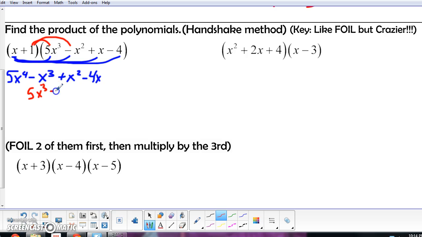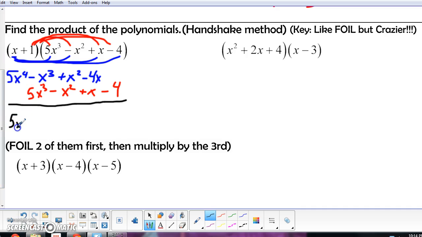1 times negative x squared is negative x squared. 1 times x is positive x. And finally, 1 times negative 4 is going to be negative 4. So I've got my like terms lined up vertically. I'm going to go ahead and add them together now.